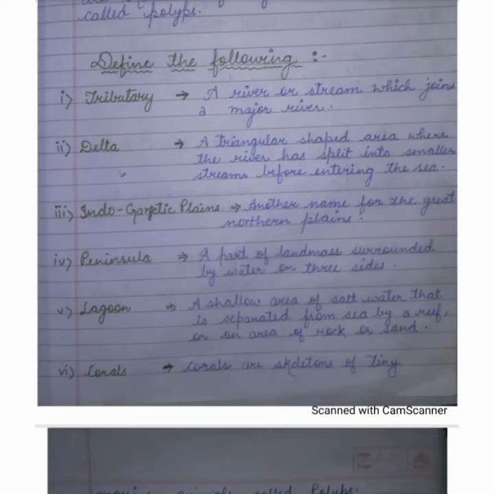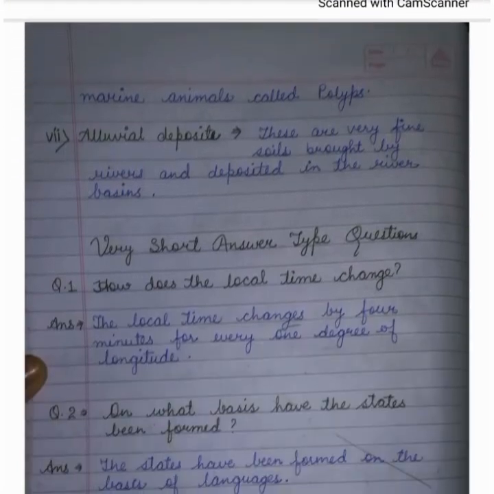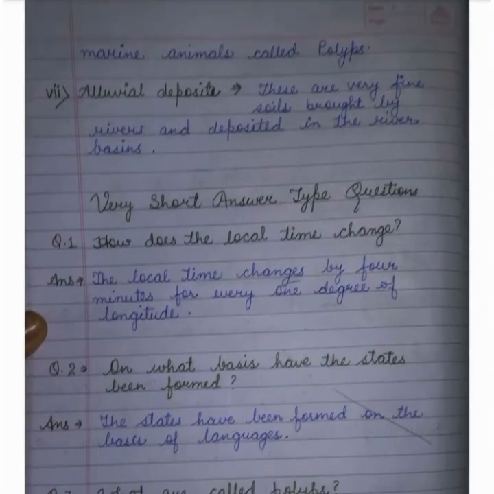Now coming to lagoon: a shallow area of salt water that is separated from the sea by a reef or an area of rock or sand. Now coming to next, that is corals. Corals are the skeletons of tiny marine animals called polyps. Now coming to alluvial deposit. These are very fine soil brought by rivers and deposited in the river basin.